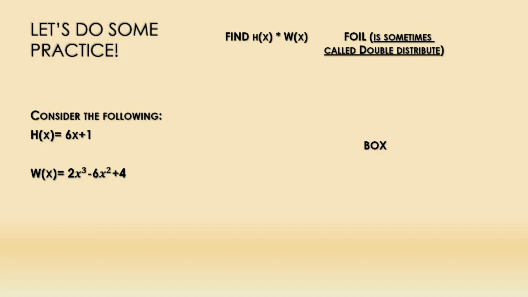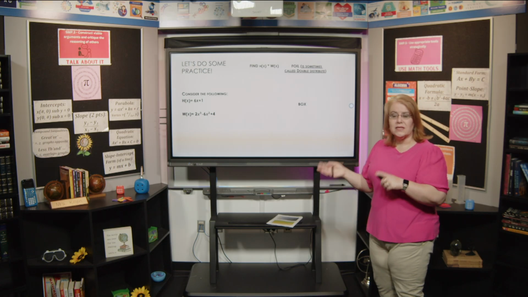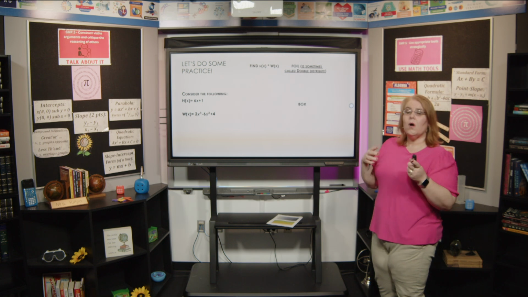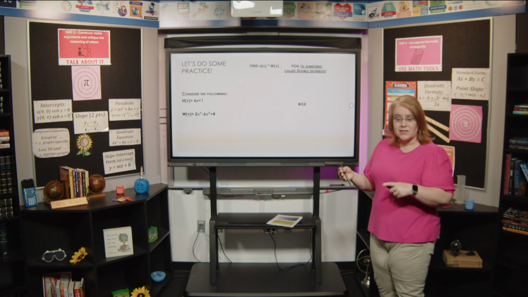It says, let's do some practice. Consider the following. H of x equals 6x plus 1. W of x equals 2x to the third minus 6x squared plus 4. Find h of x times w of x. FOIL is sometimes called double distributive. I distribute once and then I distribute again and so forth and so on. So you will sometimes hear that double distributive, which is fine.